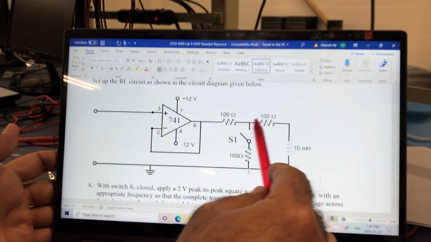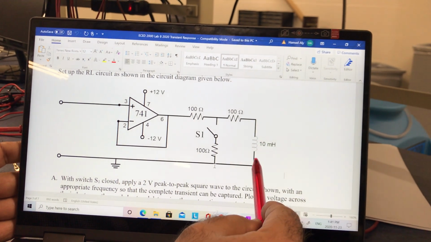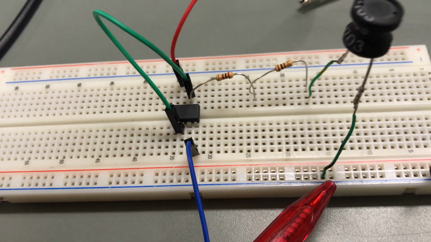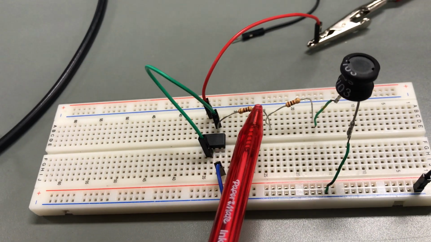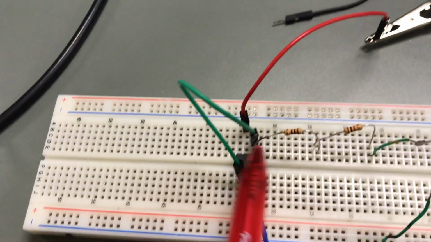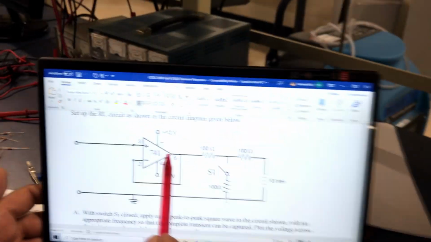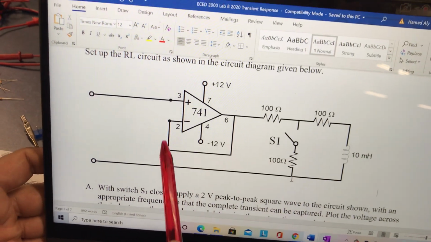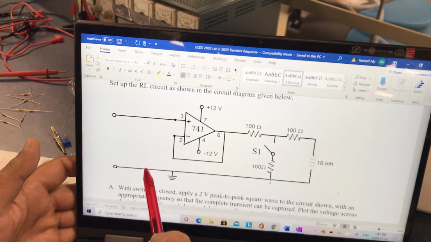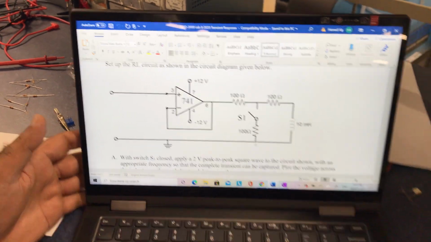And like what you are seeing, I'm connecting the inductor here in series as well, to be grounded. This is the inductor and it is grounded. And then this guy is connected to terminal number, leg number 6, which is here. And then I'm making feedback between 2 and 6. And I'm feeding my input voltage between 3 and 0.